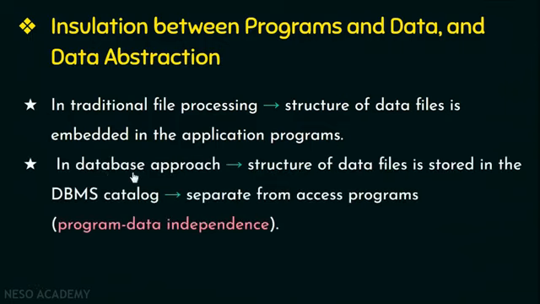Whereas in the database approach, the structure of data files is stored in the DBMS catalog and it is separate from the access programs. Since the structure is stored separately from the programs, if there is any change brought to the structure of the data files, it does not affect the programs. And that is called program data independence.